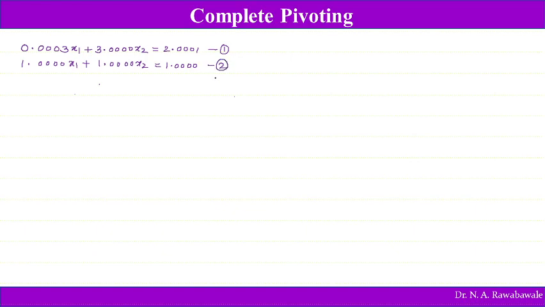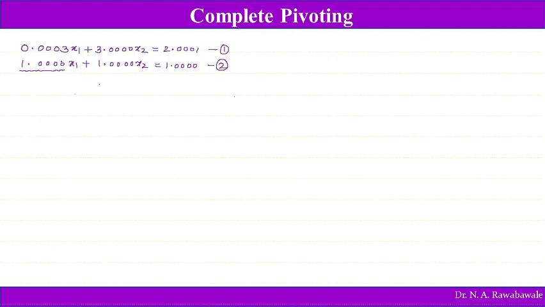So in partial pivoting, what we did is we interchanged these two equations. Equation number 1 is brought to equation number 2, so that this coefficient of x1 will be the pivoting element, which is far away from 0. Initially there is 0.0003, which is right now the pivoting element. So interchanging these two equations is known as partial pivoting.